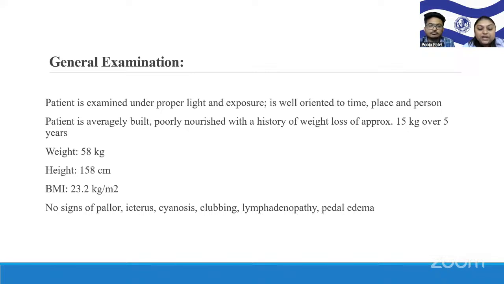The patient is examined under proper light and exposure, and is well oriented to time, place, and person. She is averagely built, poorly nourished, with a weight loss of 15 kg over 5 years. The current weight is 58 kg with a height of 158 centimeters, which amounts to a BMI of 23 kg per meter square. There were no signs of pallor, icterus, cyanosis, clubbing, lymphadenopathy, or pedal edema.